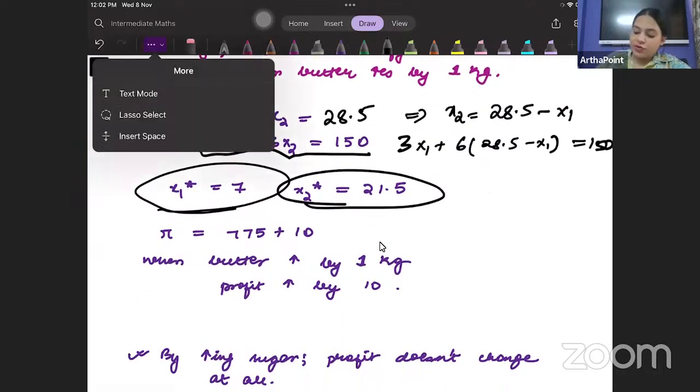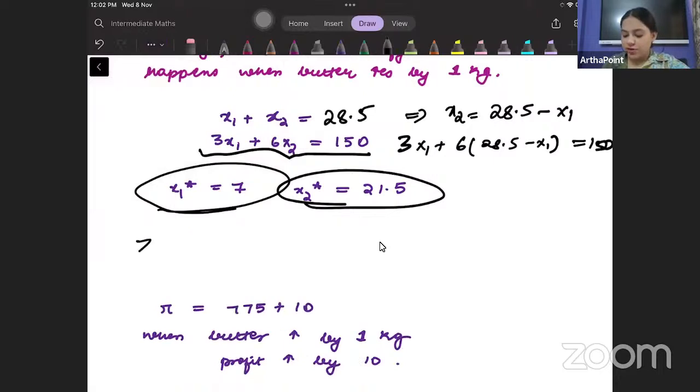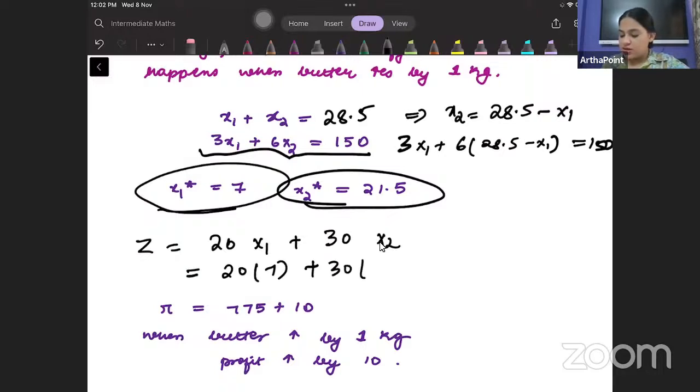Then beta, you will try to find the profit. So when you try to find the profit, it was what? 20x1 plus 30x2. So it will be 20 into 7 plus 30 into 21.5. So beta, when you go ahead and find this value, you will get the answer as 785.